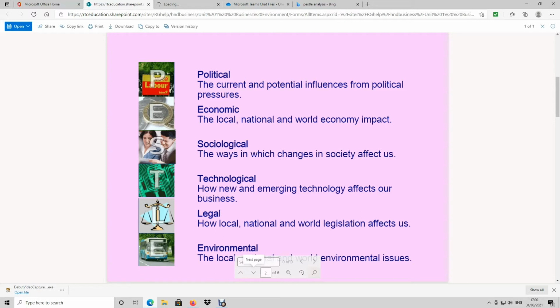We also have economic, and economic means what local or regional businesses can impact and influence to a firm or business. We also have the national and world economy that can also have their impact on a business. So we need to understand these areas, and we need to probably change the way we think about economics for business.